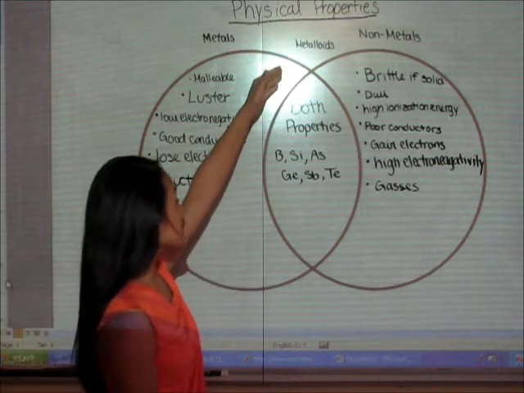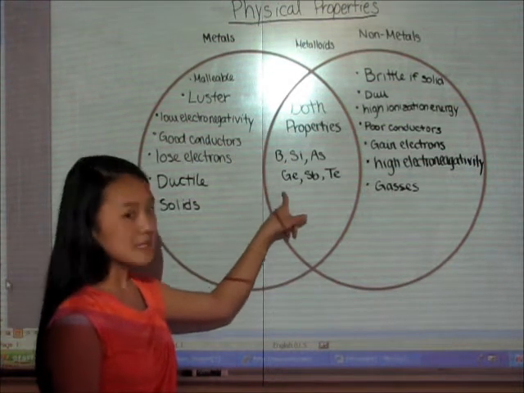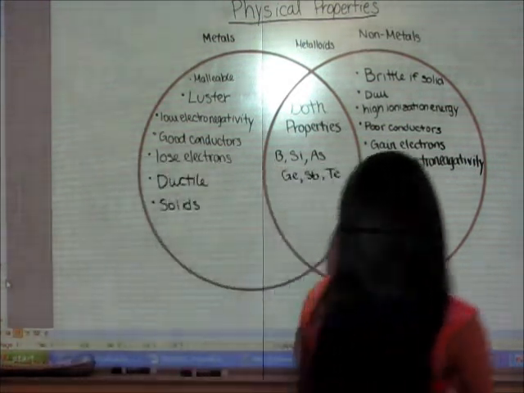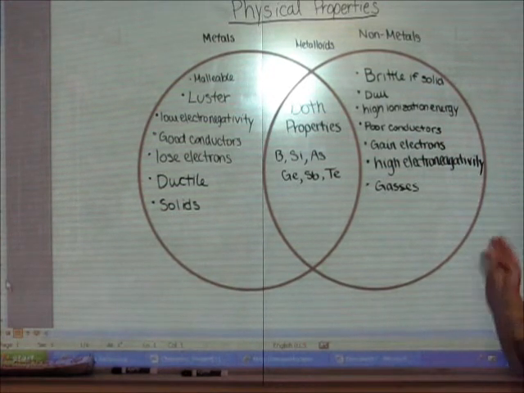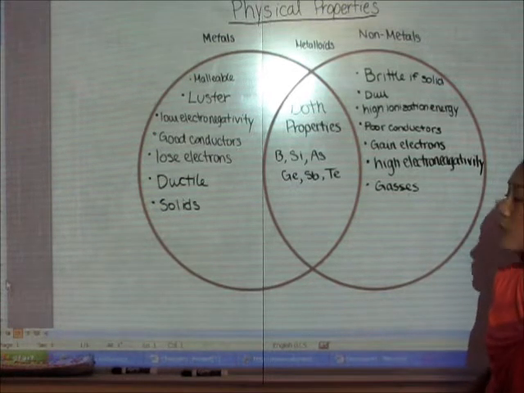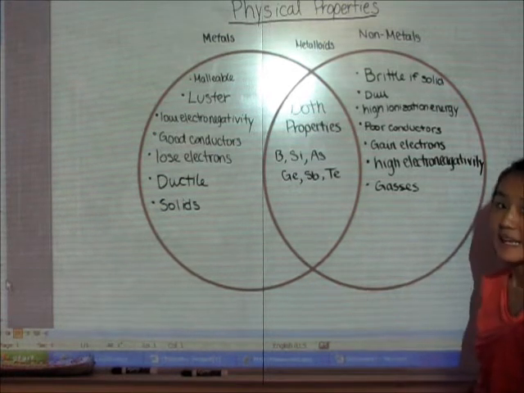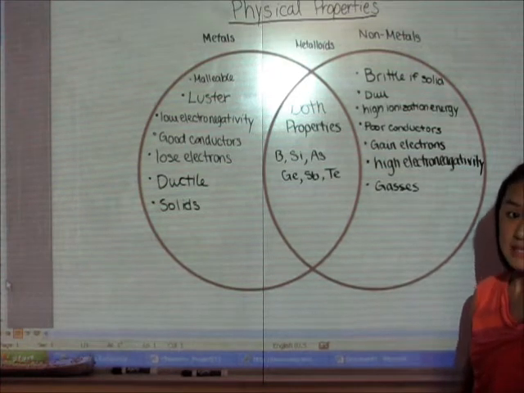These are the metalloids, and they have both properties. And these are all the elements that are metalloids. These are the nonmetals. Nonmetals are brittle if they're solid, they're dull, they have a high ionization energy, and they're poor conductors. Also, they gain electrons, have a high electronegativity, and they're gases.